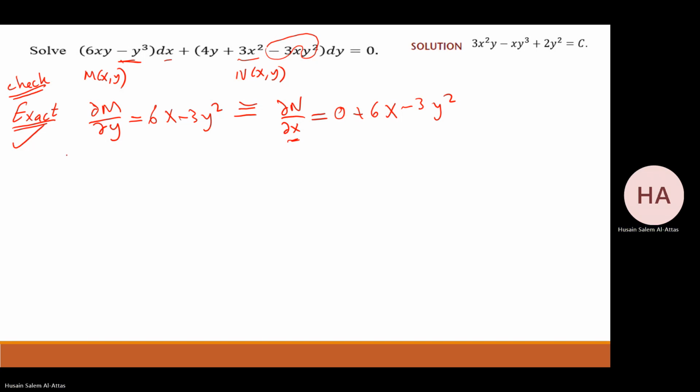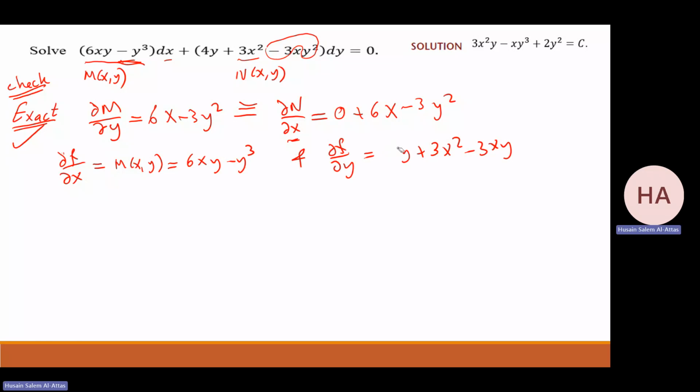So I start with this. It's up to you. You want to start with this? Okay, let me say what we have. So this one will be M of x and y. This is the first example, minus y cubed. And also I have partial f with partial y equal to N. Let me write it. N of x and y, 4y plus 3x squared minus 3xy squared.